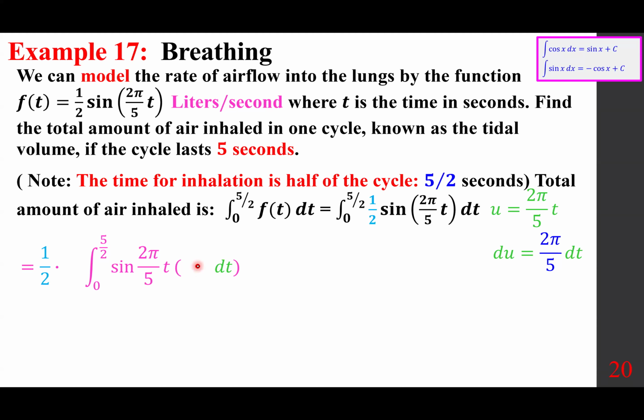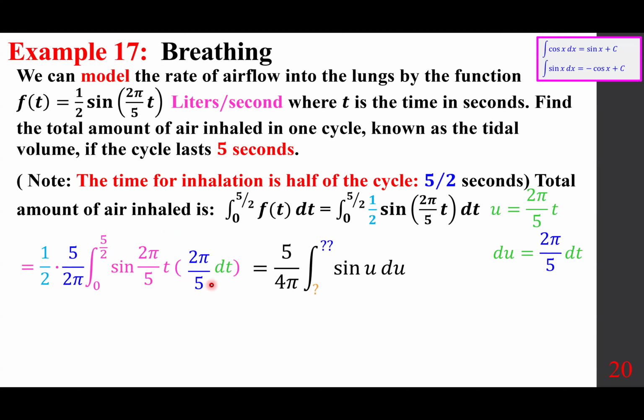Why? It's a number. So if I put 2 pi over 5, I need its reciprocal, 5 over 2 pi, outside. You can't just put 2 pi over 5; you have to put its reciprocal. The product of these two is 1. And now these two give us 5 over 4 pi. This will give us sine u du.